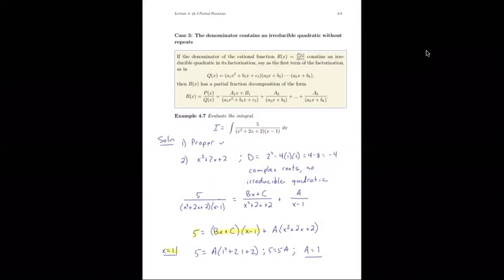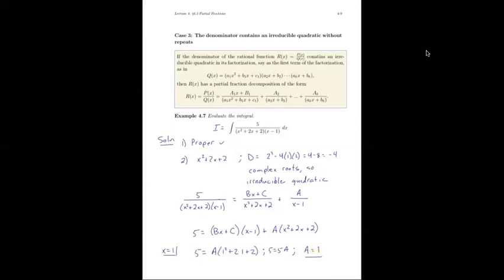So 5 is equal to a times plugging in 1 to this irreducible quadratic, and it turns out that this is equal to 1 once we've done that. So 5 equals 5a, and we have a is equal to 1 in this case. So that's an easy one. We got a out of the way. Now we're going to have to do some work to find b and c.